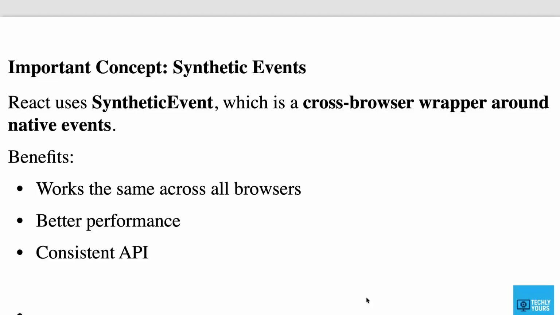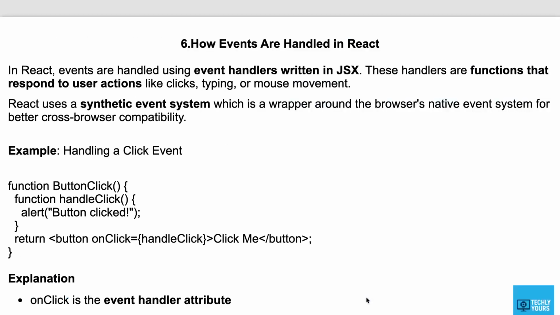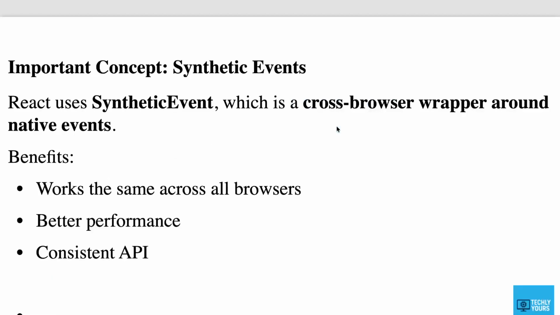Then we have one of the most important concepts, that is synthetic events. As I mentioned earlier in how events are handled in React, React has its own synthetic event system. This is a cross-browser wrapper around native events. So what are the benefits? It works the same across all browsers, with the same functionality, and then there is better performance and a consistent API. So this is one of the main concepts, synthetic events.